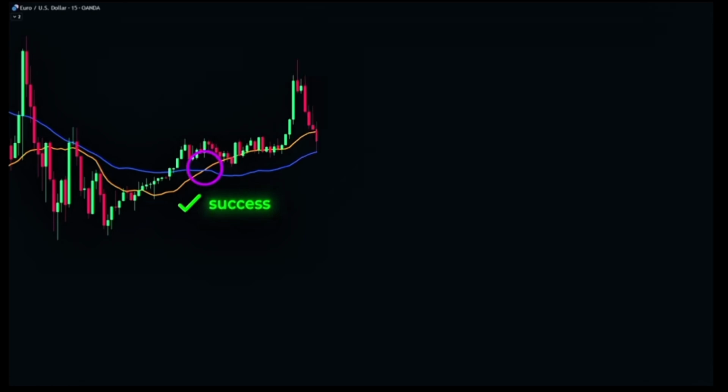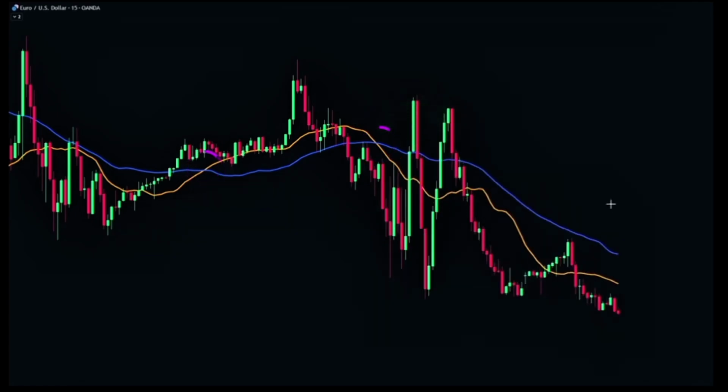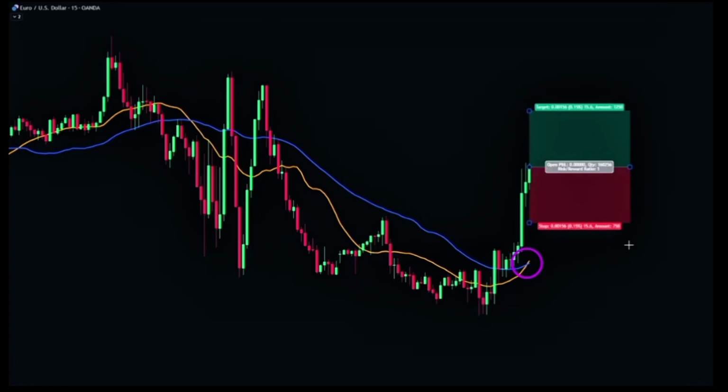Now let's check the second one, which is a downwards crossover. If we had entered a short trade here, it also would have been a successful trade, since the price went down significantly. Currently, the last two crossovers have been a success, which tells us that in this specific chart and time frame, crossover signals are reliable, so we can look to trade the next signal. And here, we get an upwards crossover, so we enter a long trade.